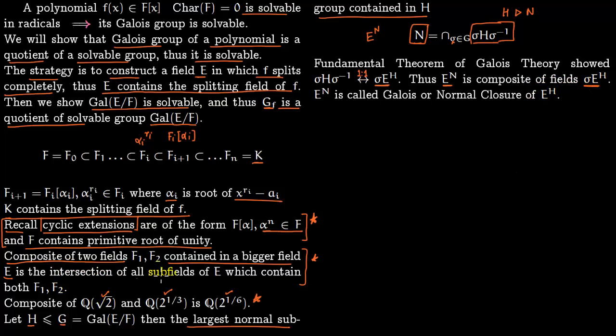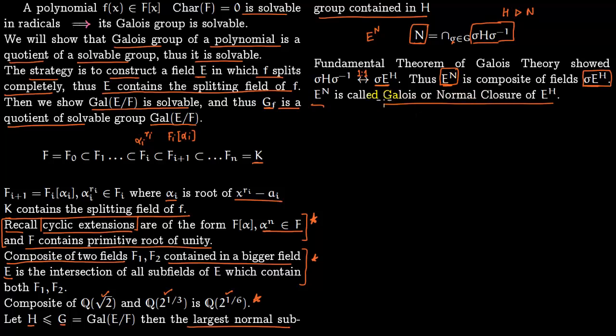So the intersection of all subfields of E which contain both. So you're saying intersection here. So it is the composite of all these fields sigma E_H. So we talked about these fields in the lecture on the fundamental theorem of Galois theory. So this E_N is called the Galois or normal closure of E_H. So Galois closure and normal closure mean the same thing. So we had given examples of normal closure before.